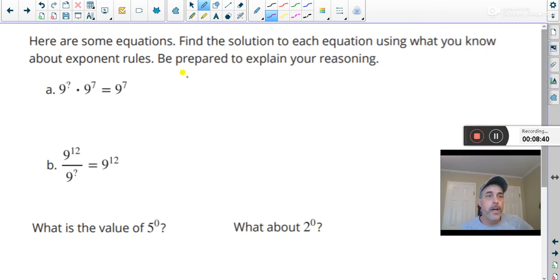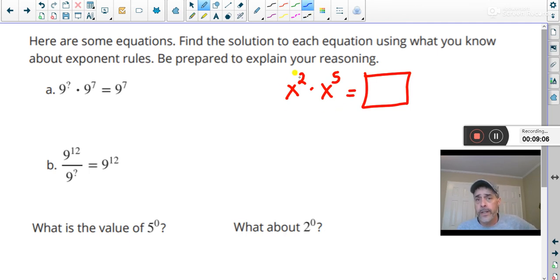Okay, here are some equations. Find the solution to each using what you know about exponent rules. Be prepared to explain your reasoning. Well, here's what I want you to remember from this whole exponent rule thought. We talked about x squared times x to the 5th power equals something. And you may remember this, you may not. X squared, though, literally meant x times x. X to the 5th literally meant x times x times x times x times x, 5 x's in a row.